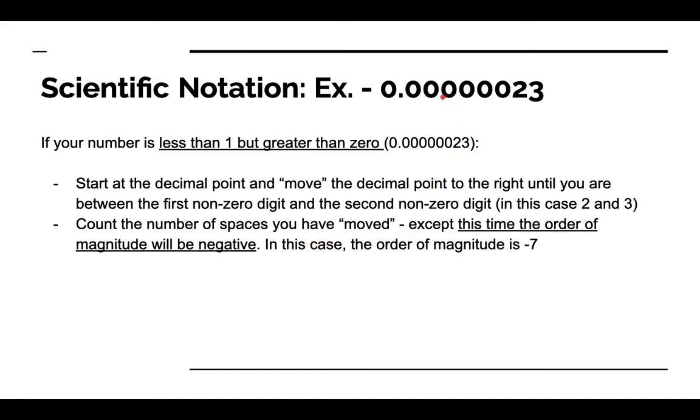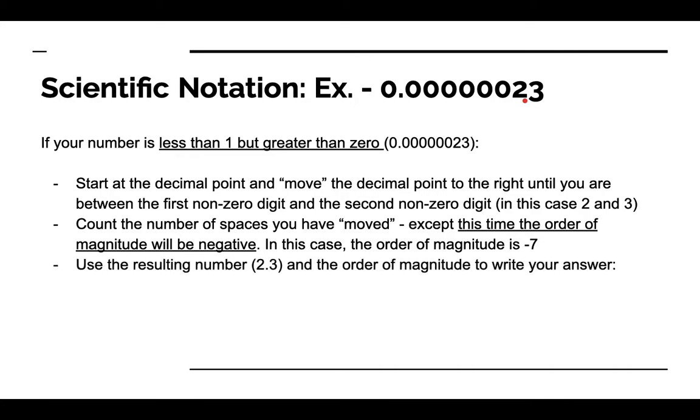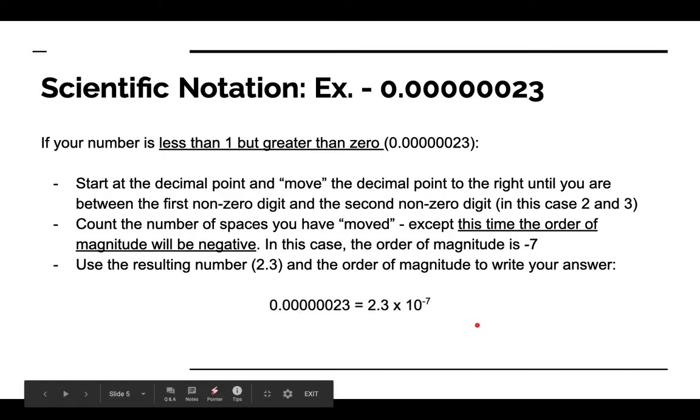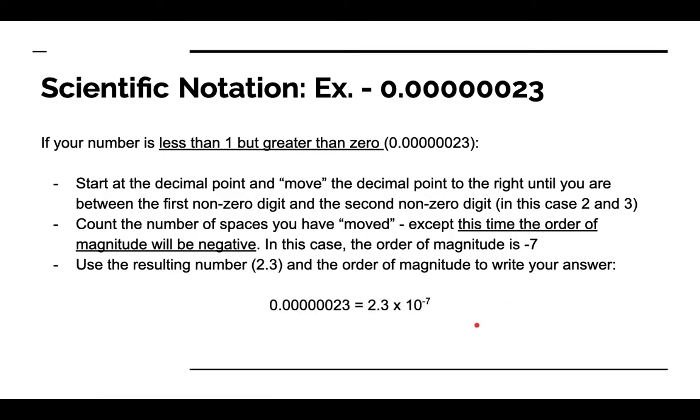So 1, 2, 3, 4, 5, 6, 7. The order of magnitude is negative 7. Use the resulting number and order of magnitude to write your answer. So 0.00000023, that's a mouthful, equals 2.3 times 10 to the negative 7th.